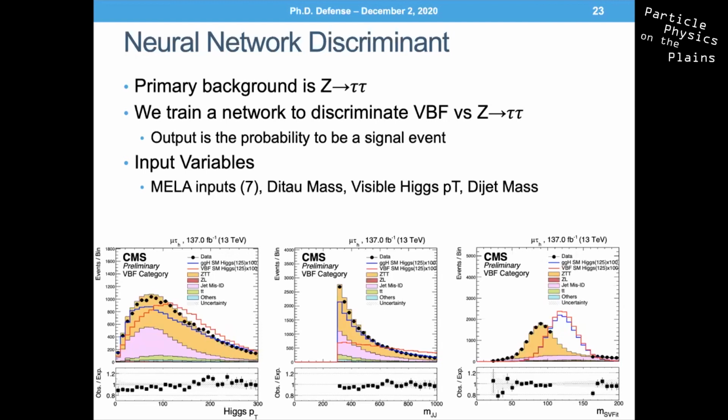And so we train this network using the 7 Mella input variables that go into Mella as well. And then we also include the di-tau mass, which I've got on the bottom right here, the visible Higgs PT, which is on the bottom left, and the di-jet mass, which is in the middle. So that's 10 input variables. And you can see clearly these 3 kinematic variables I have here have separation between the VBF production in red and the Z to tau tau production in the orangish color.